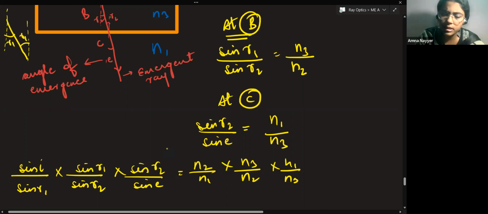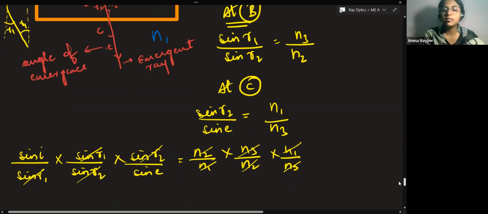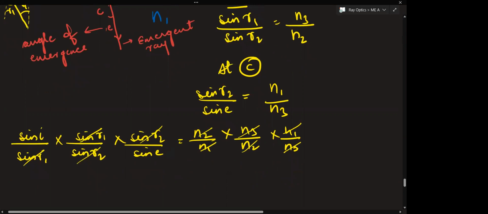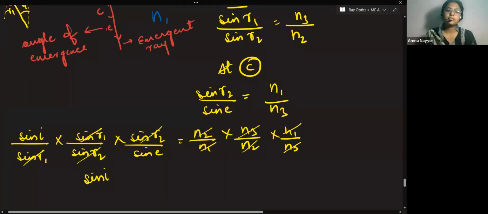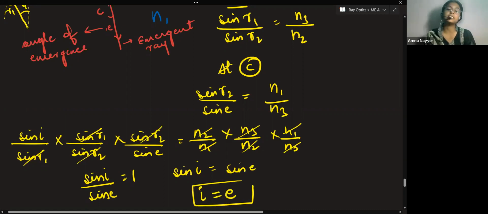Now, do you see some things are getting cancelled? Sine R1 gets cancelled. Sine R2 gets cancelled. N2 cancels this N2. N3, N3, N1, N1. What are we left with? Sine I by sine E is what? 1. So sine I by sine E is actually 1. It means sine I is equal to sine E. Angle of emergence and angle of incidence are the same.